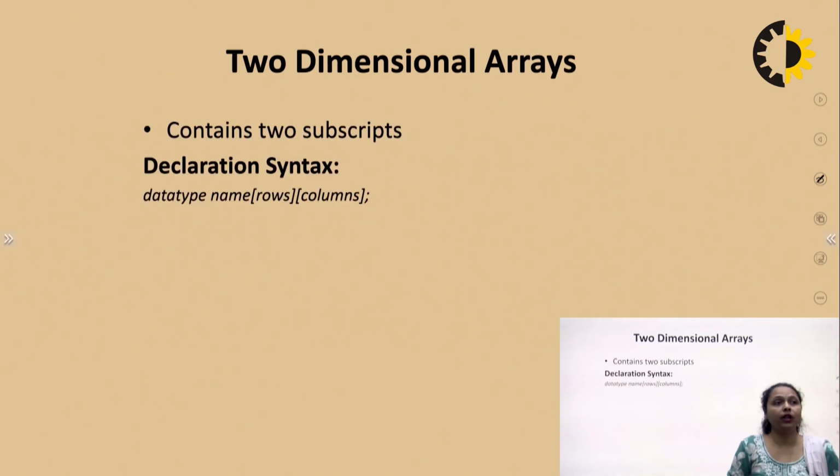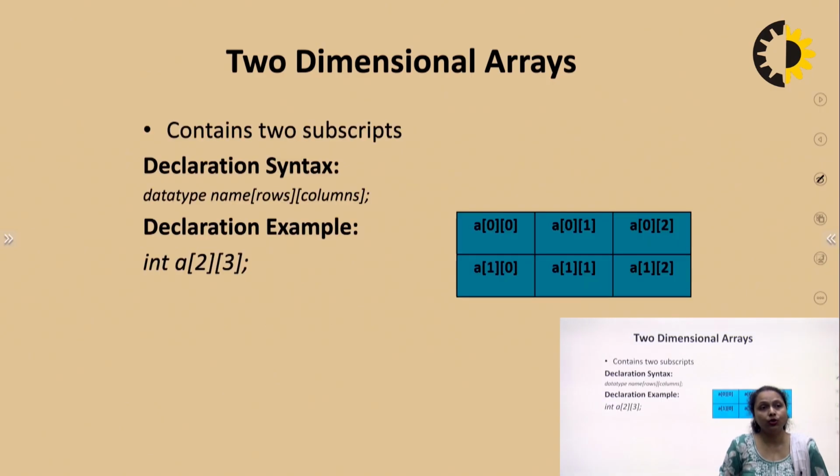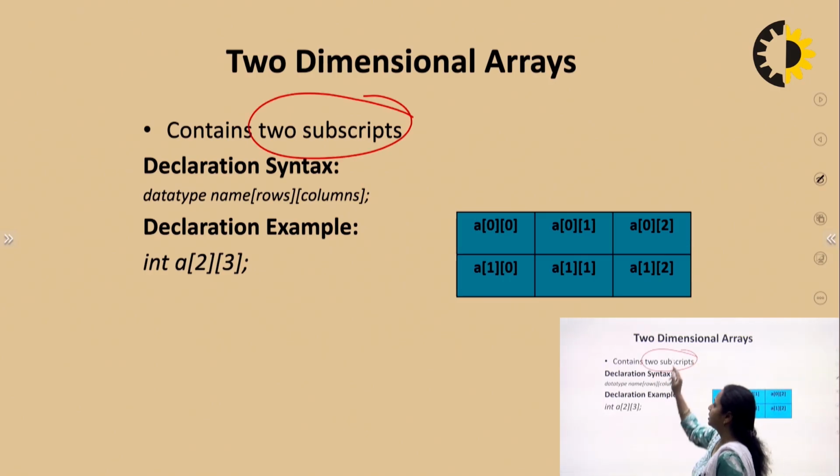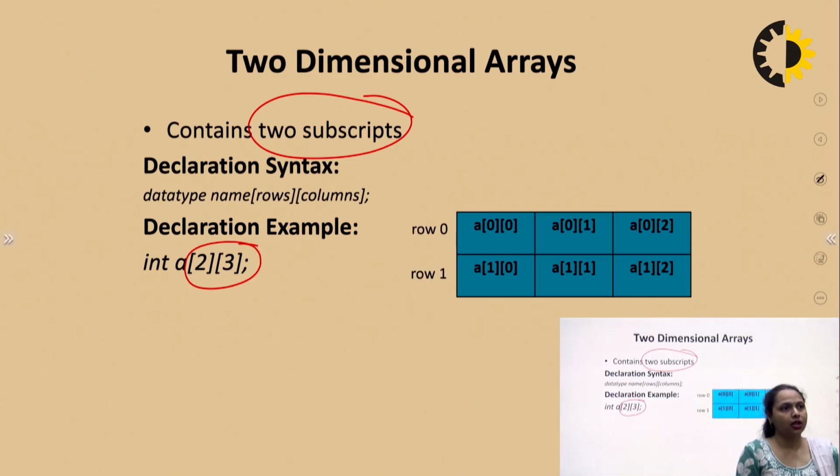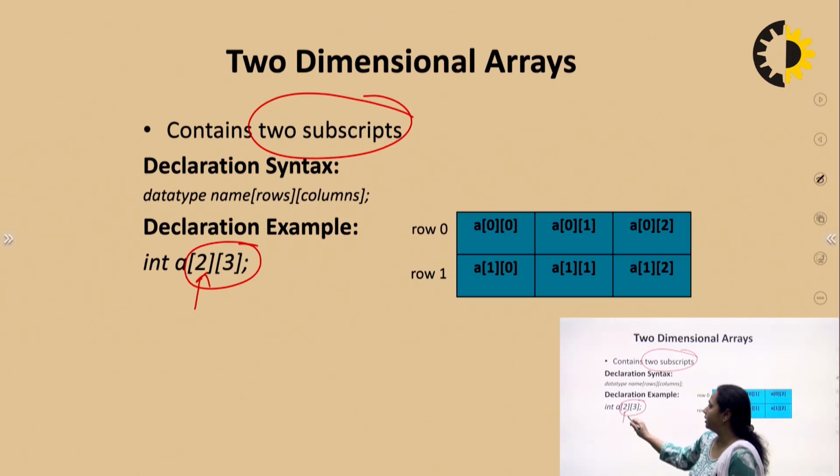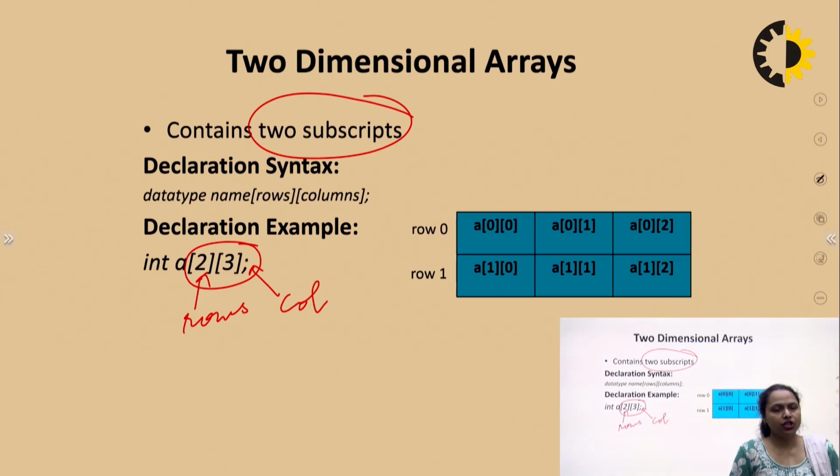Next comes the two-dimensional array. Now what is a two-dimensional array? The array which has two subscripts like this. The first subscript defines the rows, and the second subscript defines the columns. Generally, the best example for a two-dimensional array is the matrix. The matrix can be solved using a two-dimensional array.